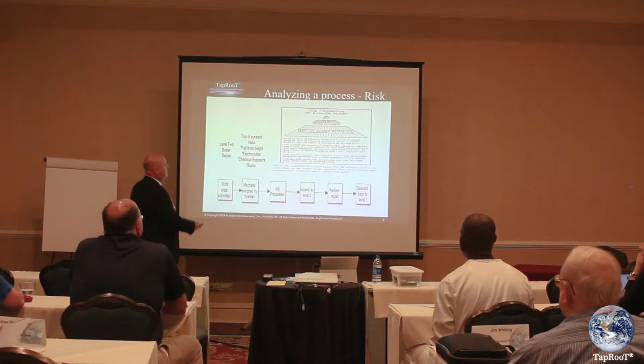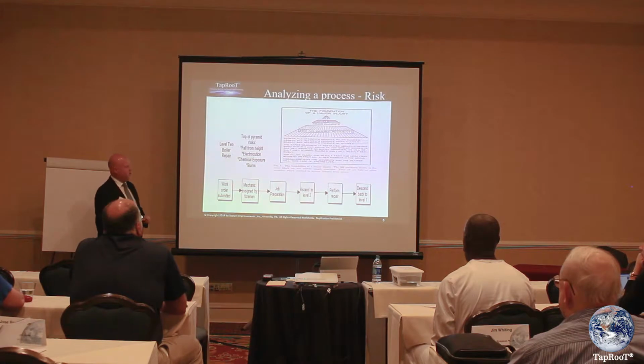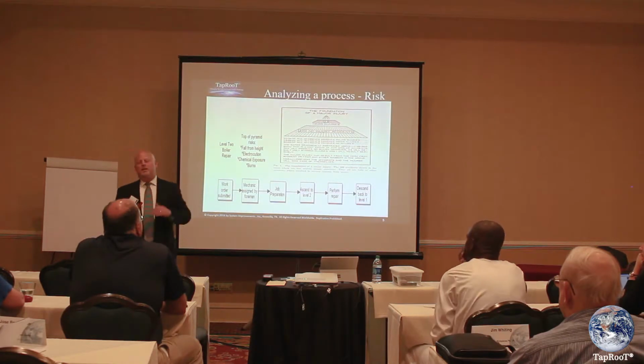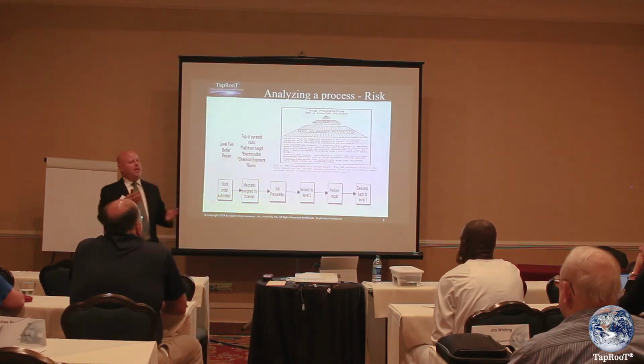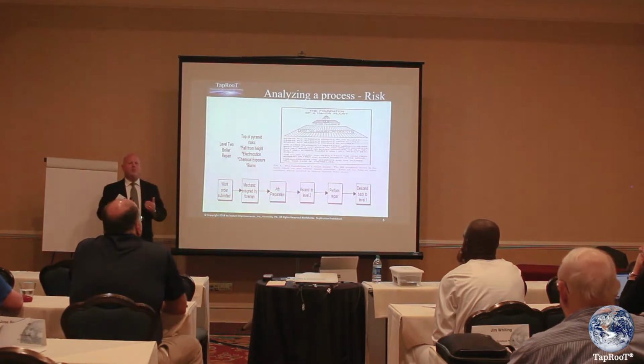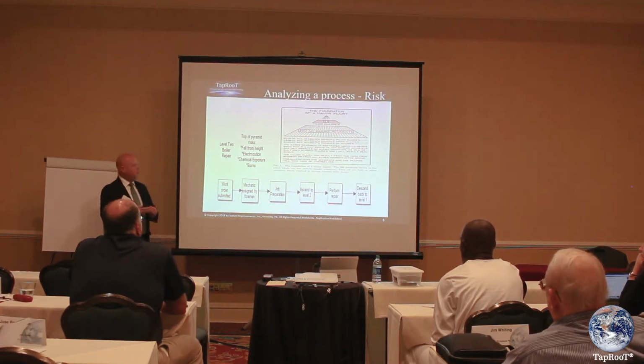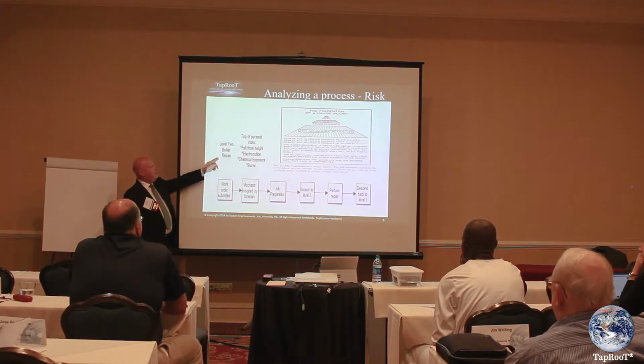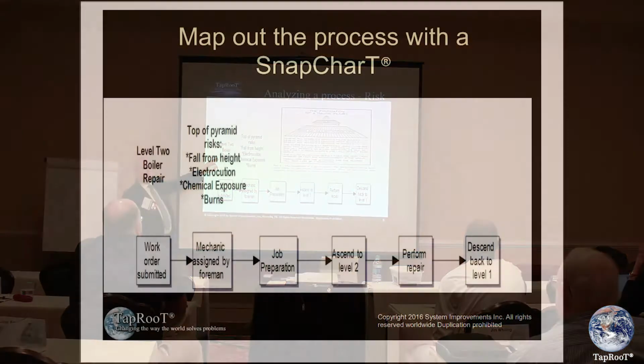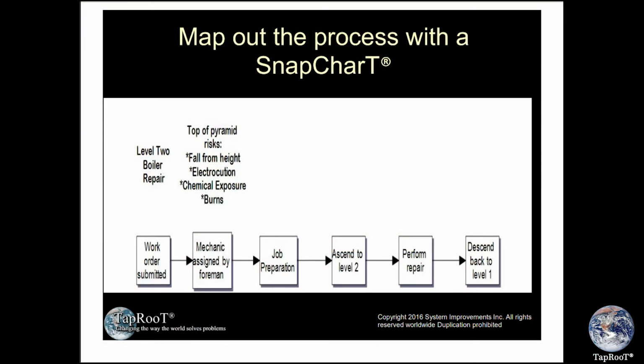But the key is, I'm trying to prevent stuff up here because I don't want people getting killed or maimed or anything else. So let's say I have a process that I'm very, very concerned about. Nobody's been killed yet, but I've noticed some issues and I'm really concerned about it. It's not really affected my numbers, but I'm concerned about the risk, right? This job is repairing a boiler and it's up on another level, okay?